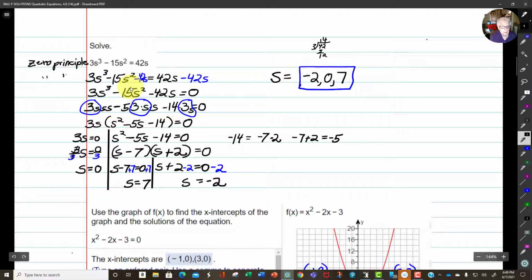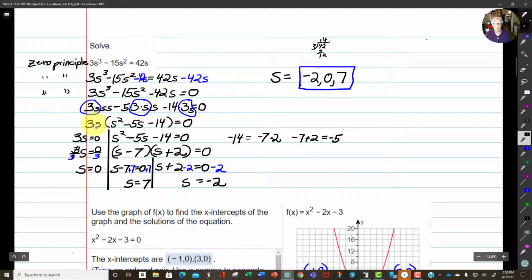Okay, come down here. Now we have 3s to the third minus 15s squared minus 42s equals 0. When I factor each term, I find that each of these terms contains a 3s. So that's my GCF. 3s times the leftovers, s squared minus 5s minus 14 equals 0.